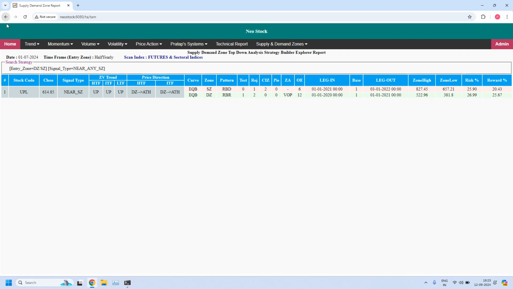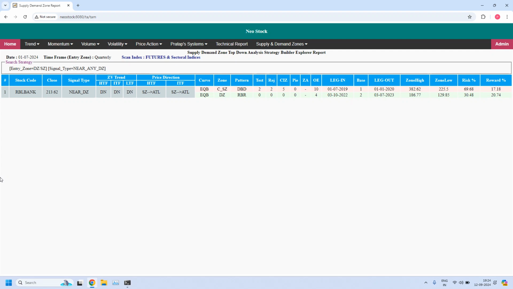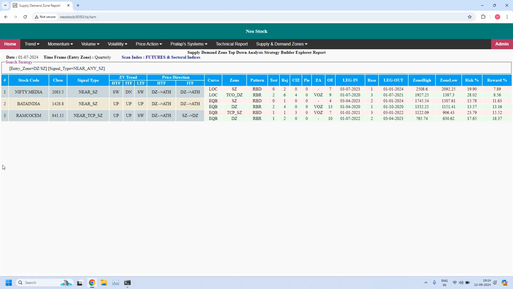The next time frame is quarterly. Let us find the stocks near quarterly demand zone. One stock is filtered near to the quarterly demand zone. Next, for quarterly time frame, let us find the stocks near quarterly supply zone. 3 stocks are filtered near to the quarterly supply zone.